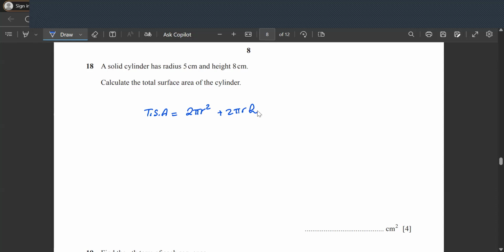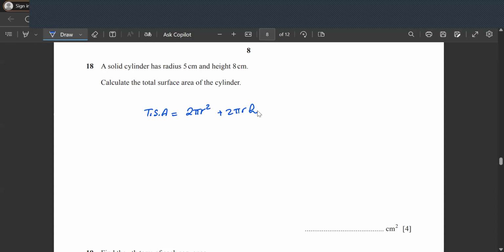Trust me. You have no energy and no time in the exam to prove or derive this rule. But in case you want to derive it, for the total surface area you have two circles, circle up and circle down. So pi r squared up and pi r squared down, so it will be 2 pi r squared. Then you have the lateral area, which is the rounded one. The rounded one is a rectangle. If you unfolded it, it will be a rectangle.